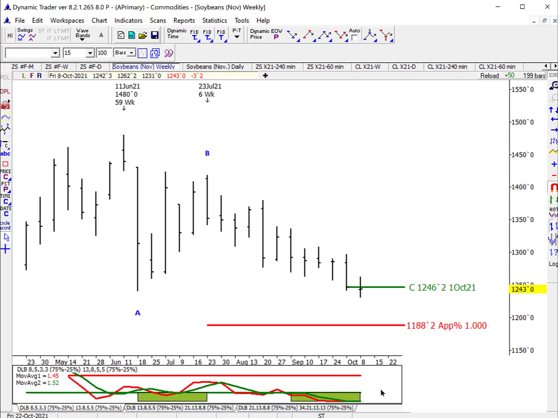And the weekly momentums have been dual look back oversold for several weeks. The key here is that more than likely, beans are making a corrective decline from a pretty high position, over $12. So more than likely, this is a correction. It's not the beginning of a bear trend.